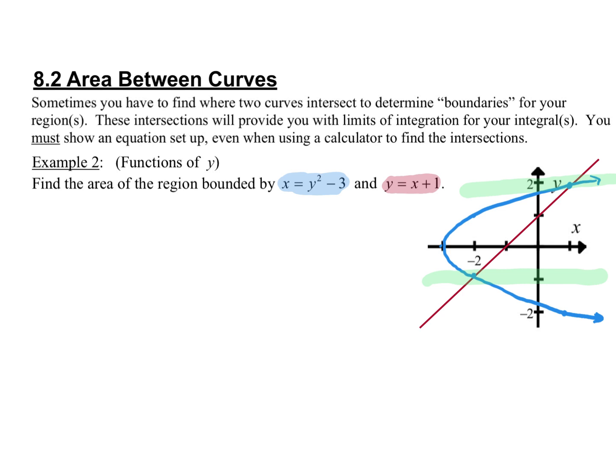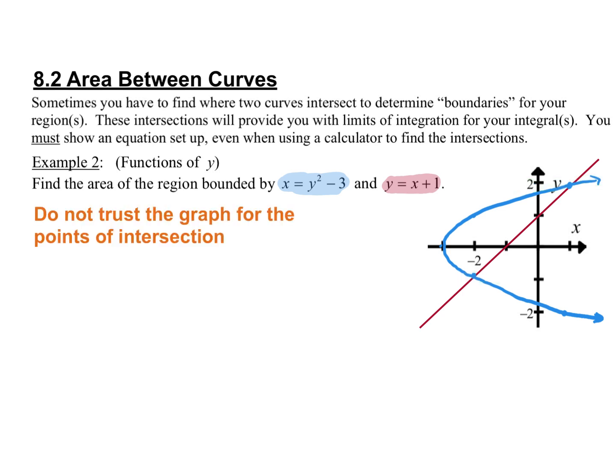So it's important here when we're looking for those limits of intersection to not trust the graph for points of intersection. Don't do it, okay? You really want to see that mathematical justification for a situation like this. So in this case, I need to find where they intersect, okay?